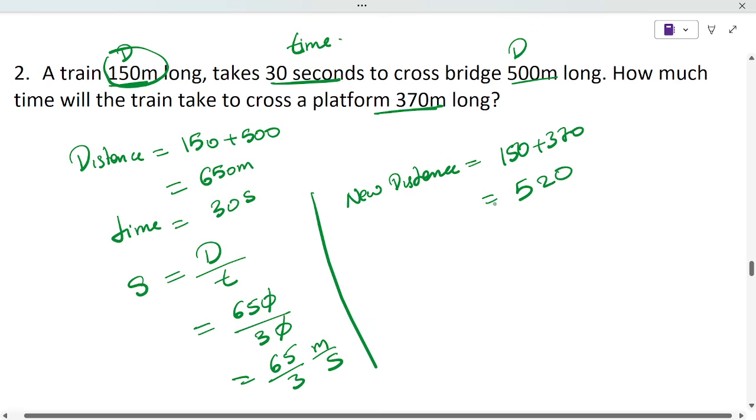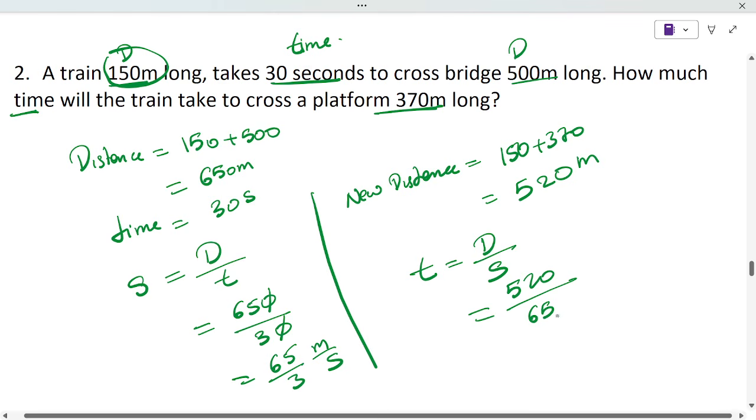I hope it's correct. Yes, 520 meters. So now here they are asking us to find time. How much time? That means time by definition is distance by speed. Now the speed is 65 by 3 meters per second, as the distance is 520.